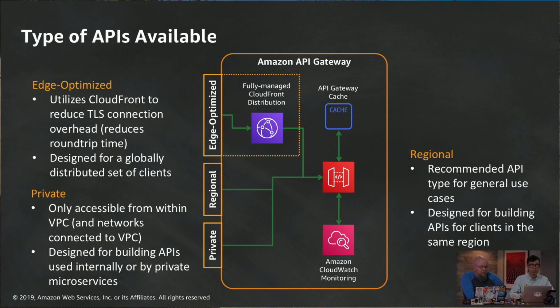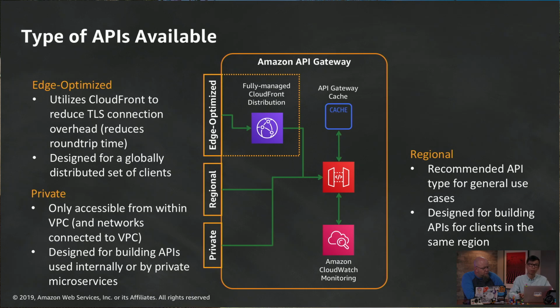And then we have regional APIs. These are APIs that are really designed for general use cases. They're great for when you're calling out to a service that's in the same region, or if your clients are in the same region, or even when you want to manage your own CDN in front of it. So whether that's CloudFront, you want to manage some of the configurations a bit more manually, right? Regional APIs are great for that.